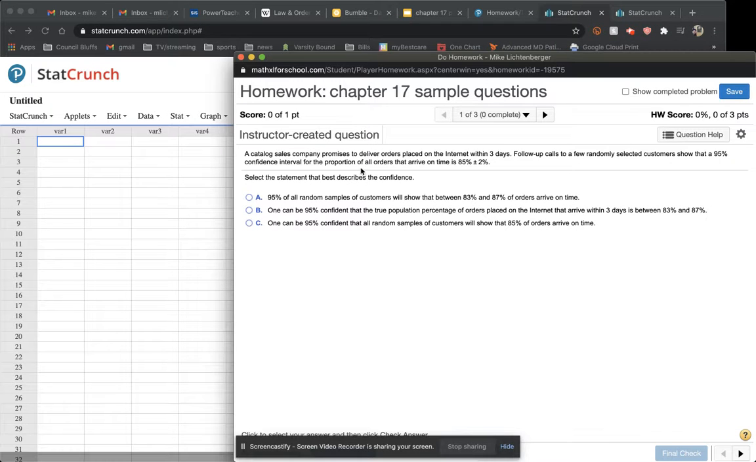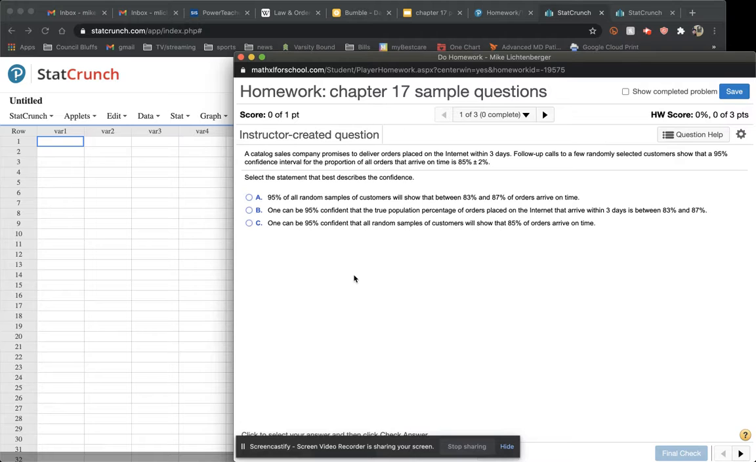All right, so a catalog sales company promises to deliver orders placed on the internet within 3 days. Follow-up calls to a few randomly selected customers show that a 95% confidence interval for the proportion of all orders that arrive on time is 85 plus and minus 2%. Select the statement that best describes the confidence.